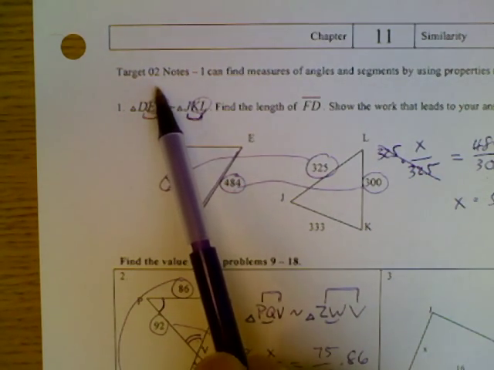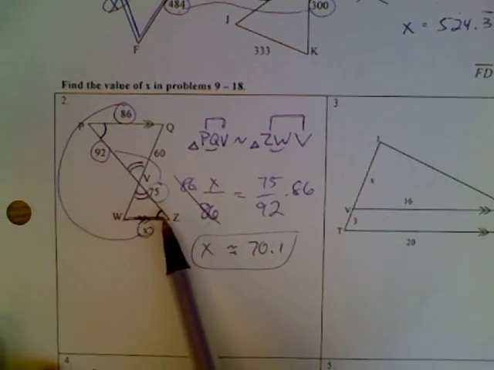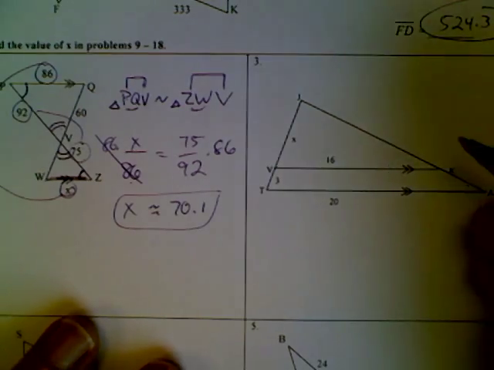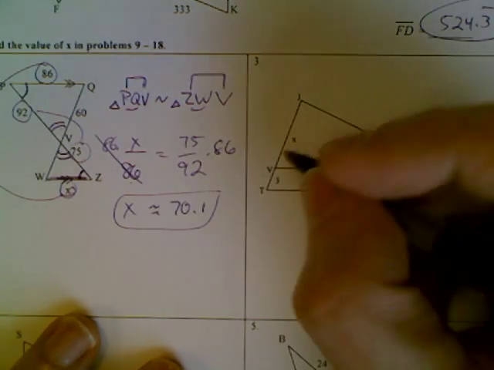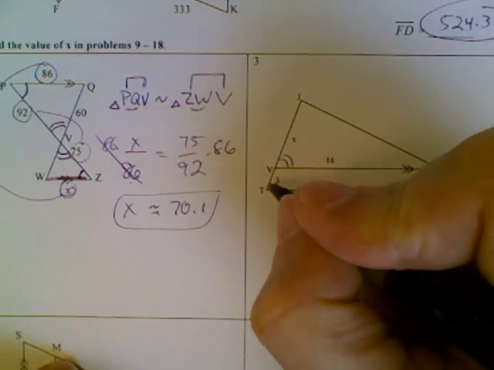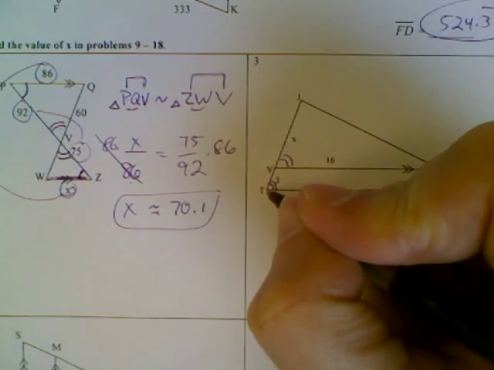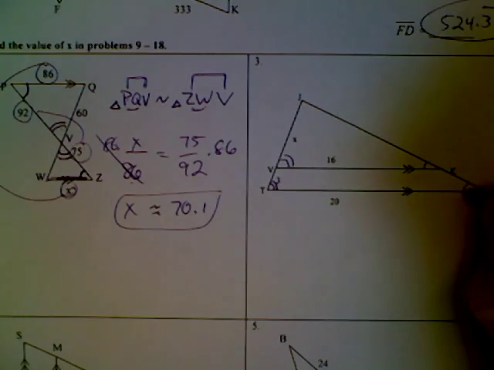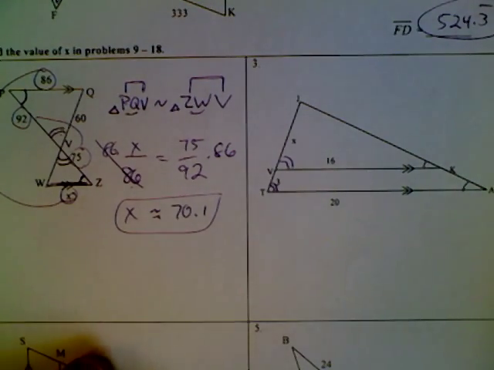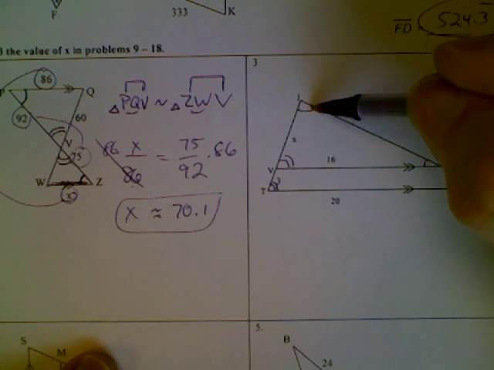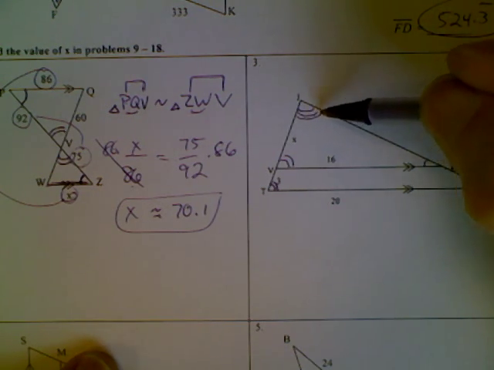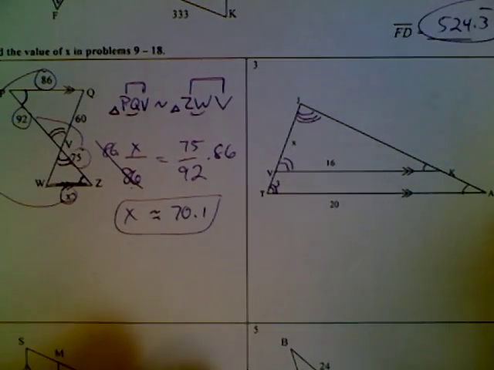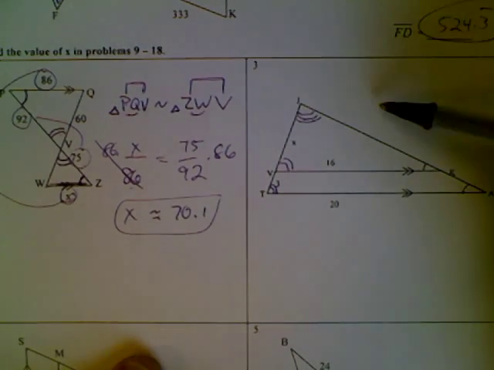We're doing target 2, but if you can't match up the letters properly, you're not going to get very far on these problems here. Number 3. I've got parallel lines, so I have congruent angles here and there. Those are corresponding angles. And I have congruent angles here and there. Those are corresponding angles. Also, this angle is congruent to itself. I'll put 3 marks in that to distinguish it from the other 2. So now I know how all the angles match up.